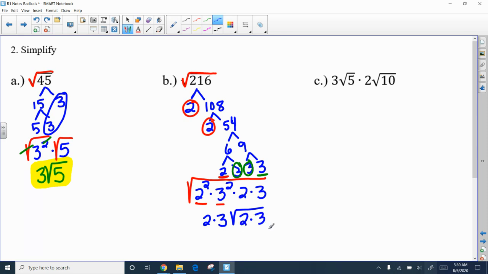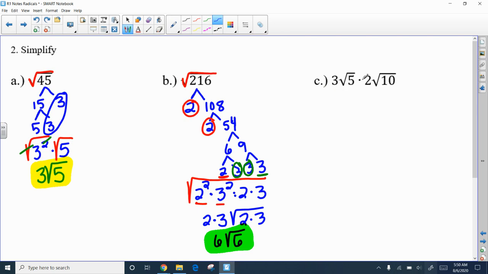They don't simplify. Now, when you have two terms outside the radical, notice they are factors, so they're multiplied. So we would multiply these together. So we would have 6 square root of 6. That's what we would get for square root of 216. Okay. Now we can also do operations with radicals. We just have to remember how we can combine them.